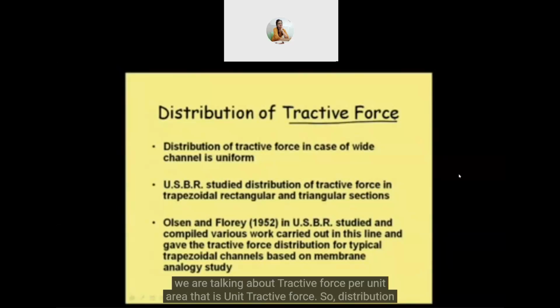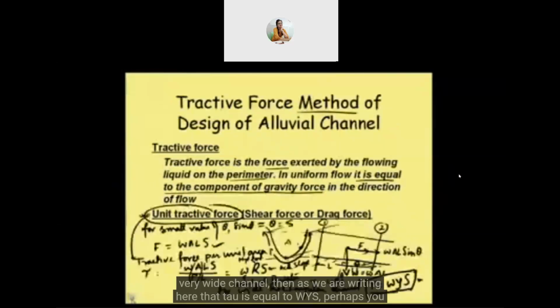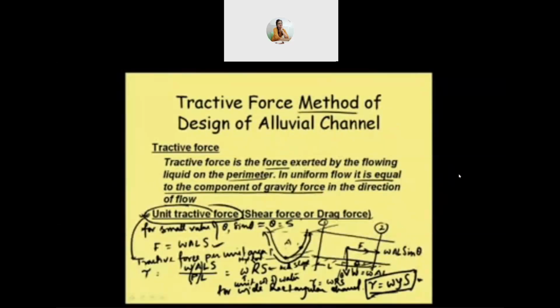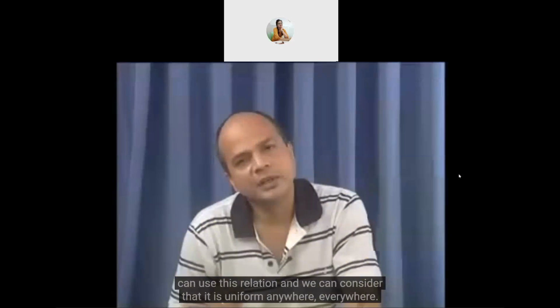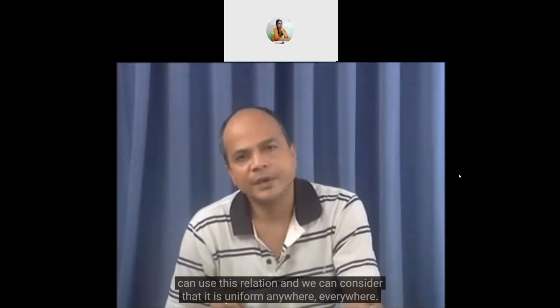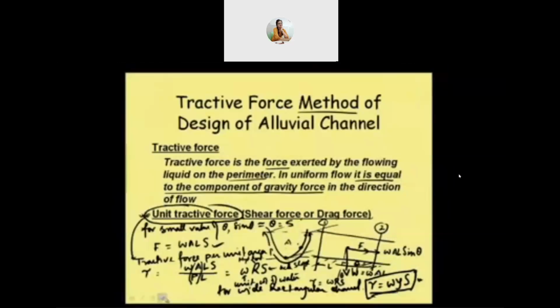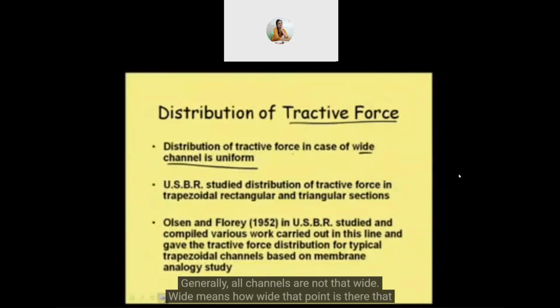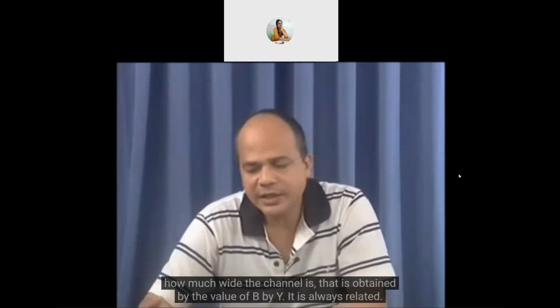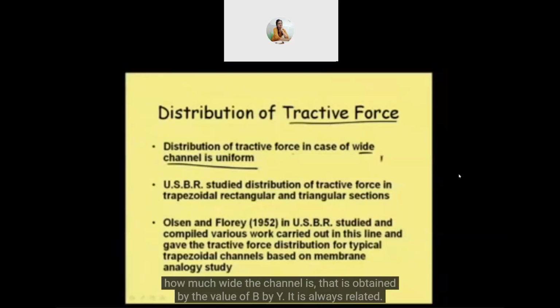So the distribution of tractive force in the case of a wide channel is of course uniform. If we have a very wide channel, then as we are writing here, tau is equal to WYS, perhaps we can use this relation and consider that it is uniform everywhere. But generally all channels are not that wide, and again, wide means how wide, that point is there. How wide the channel is, that is obtained by the value of B by Y.